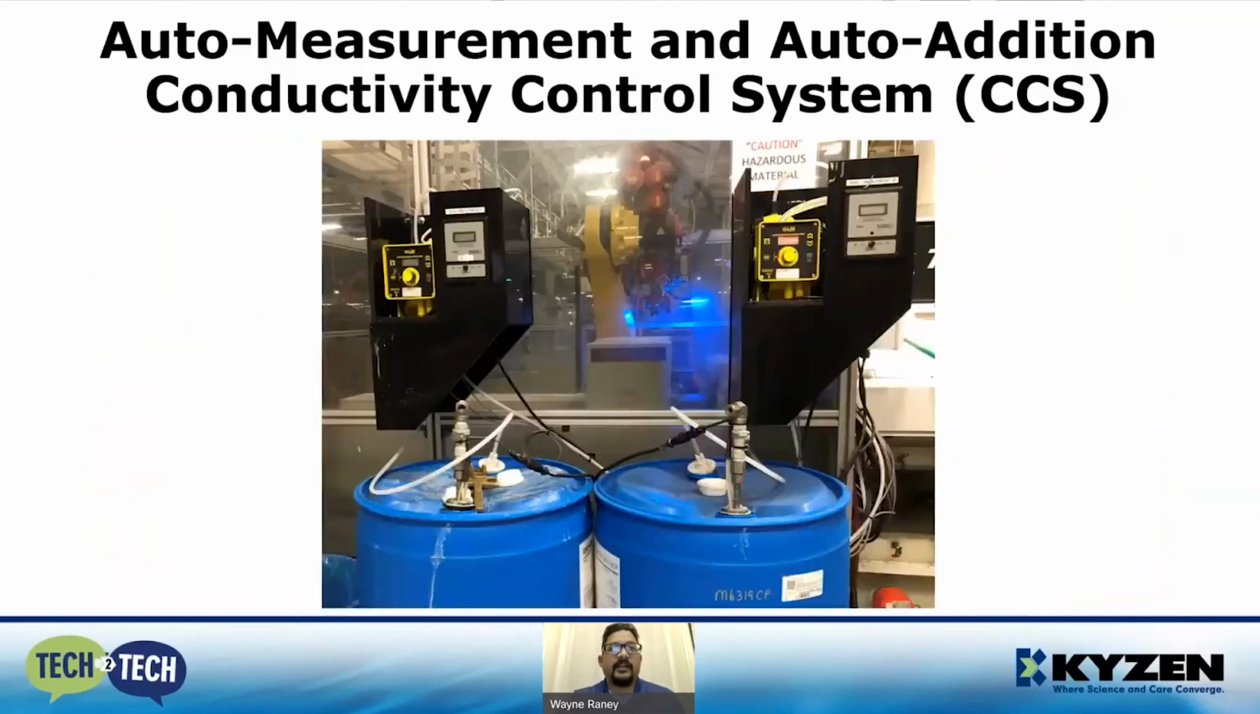Here's an example of the KYZEN CCS and how it's custom mounted on Bosch rails at a particular customer. The CCS on the left controls the concentration in the wash tank, and the CCS on the right controls the concentration in the rinse tank. Again, they're utilizing a chemistry which cleans and protects, thus the same chemistry in the wash and the rinse tank.